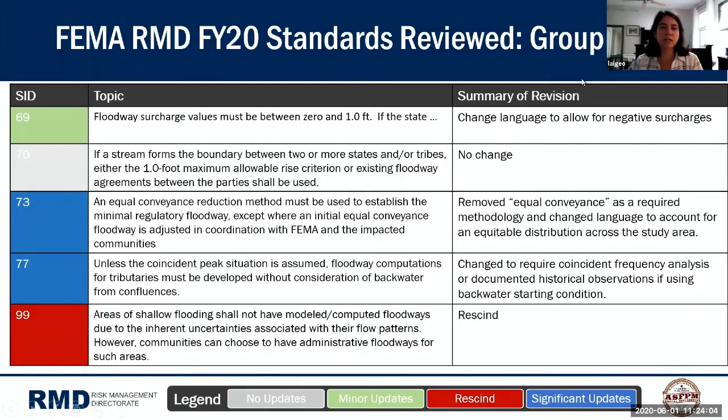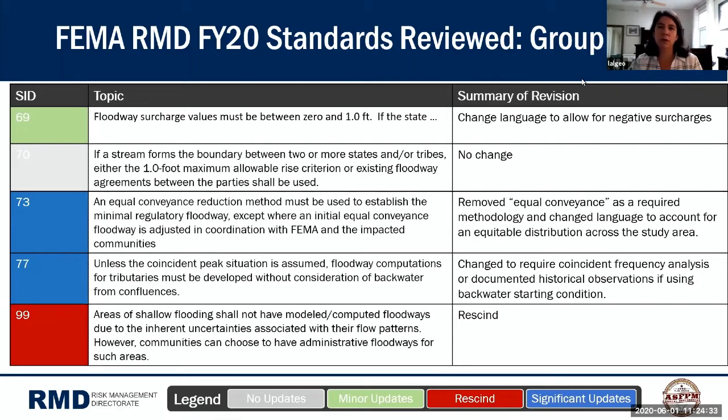So some of the standards that are being updated, we'll start with group 1. I won't go over the ones in green and gray. Those are basic general updates. The 2 that I want to really focus on this group are 73 and 77, which talk about the equal conveyance reduction methodology for 77. We removed the language around equal conveyance, which is really tied to a methodology in HEC RISE.